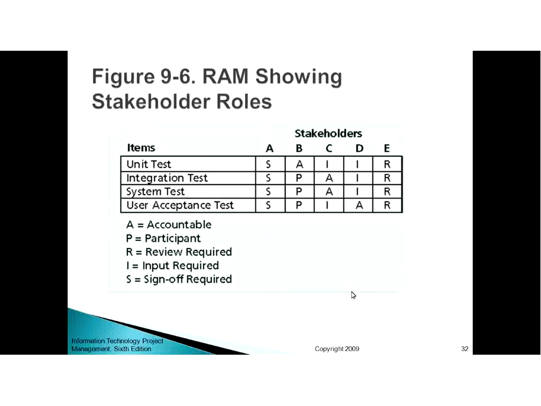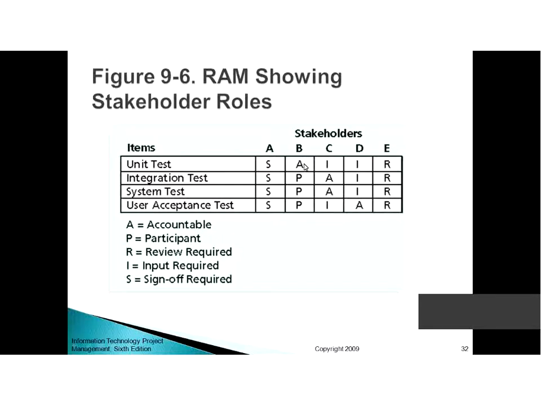Then you make a RAM showing stakeholder roles as well. For example, the items are unit testing, integration testing, like these are tasks which have to be performed. Then A, B, C, D, E are the 5 persons or stakeholders. Now, in the matrix, if you are specifying S, it means person A is responsible to sign it off. It means that the overall responsibility is with person A for all the tasks.